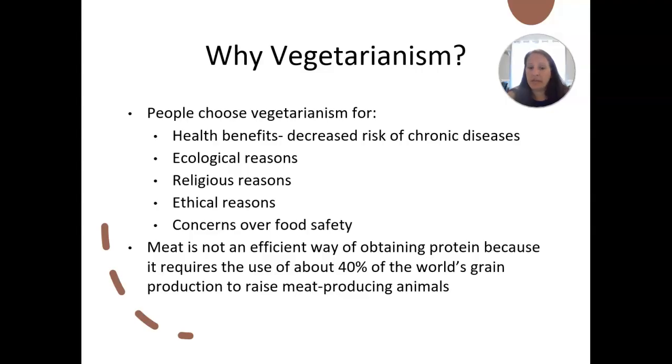Raising animals for meat is not an efficient way of obtaining protein because it requires the use of about 40% of the world's grain production to raise meat-producing animals. It also takes a lot of water, a lot of space. The carbon footprint from raising meat-producing animals is pretty high. So again, people make this choice for a bunch of different reasons. This would be an ecological reason.